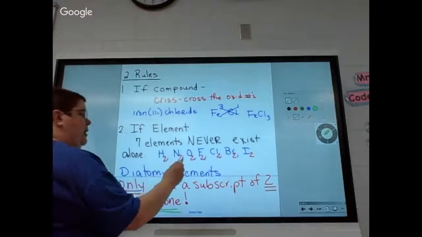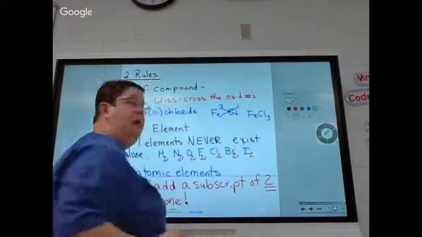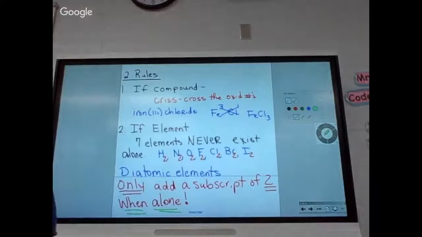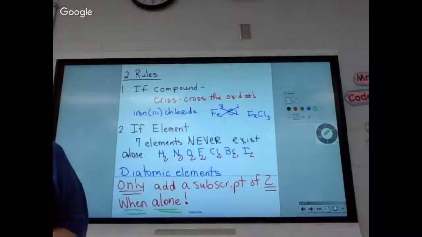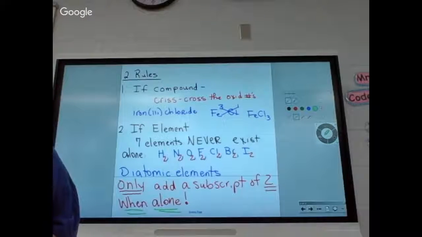These elements right here can't be by themselves. They either bond to each other or they bond to other elements. They never exist by themselves, okay? They always travel in pairs or in packs of other elements.